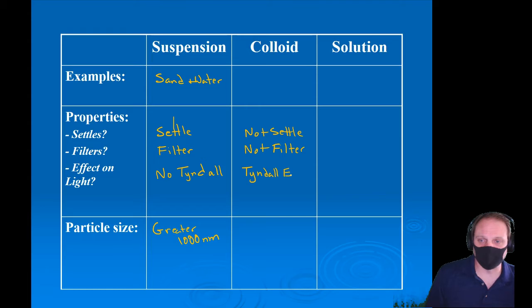And again, lots of variables there. That's one of our criteria that we'd use. And the particle size is between 1 nanometer and 1,000 nanometers. Example, gelatin and water mixture is a great one. That's one we use a lot.